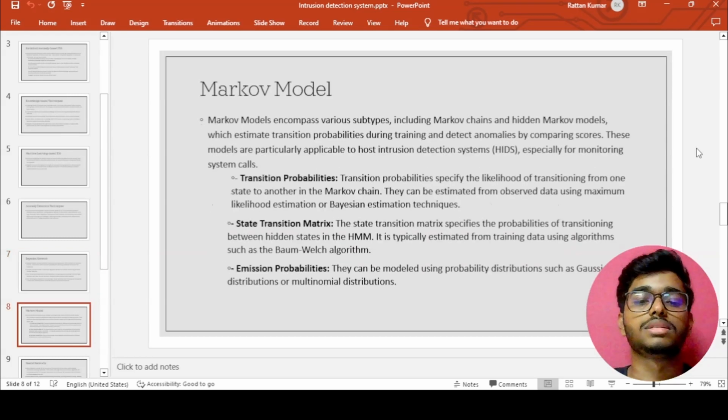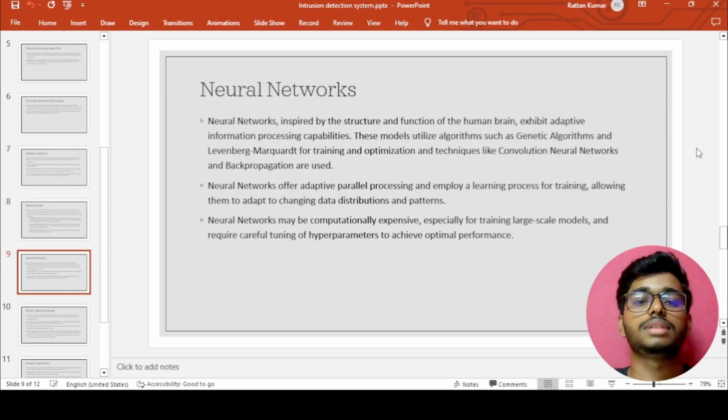So the next is the Markov model. So in this, it encompasses different types like Markov chains and hidden Markov models and things like that. Even in this, you're giving it a transition probability during training and detection of anomalies. So in this, we have different concepts like transition probabilities, state transition matrix, emission probabilities, etc. All of these, it is very similar to the Bayesian model, but there are different hidden layers and things like that.